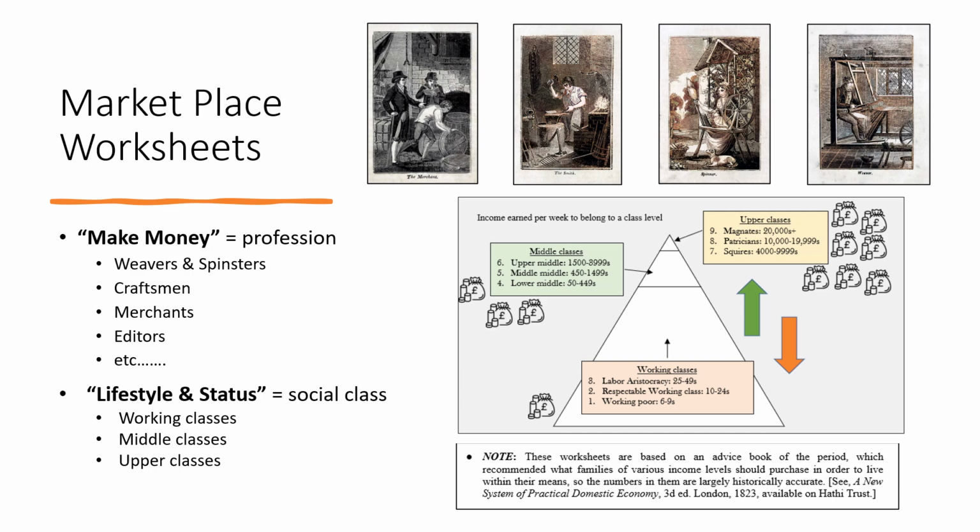The amount of money characters make in the game is roughly historically accurate because it's derived from an advice book of the time, although a few liberties can be taken. But in the game, players can move up or down between the class levels based on how much money they make. The goal, of course, is to move up the social ladder.